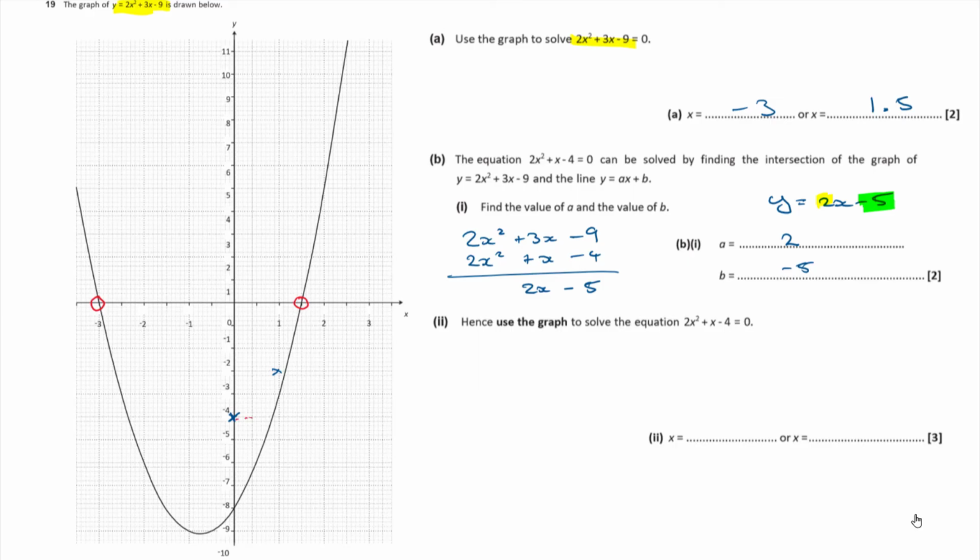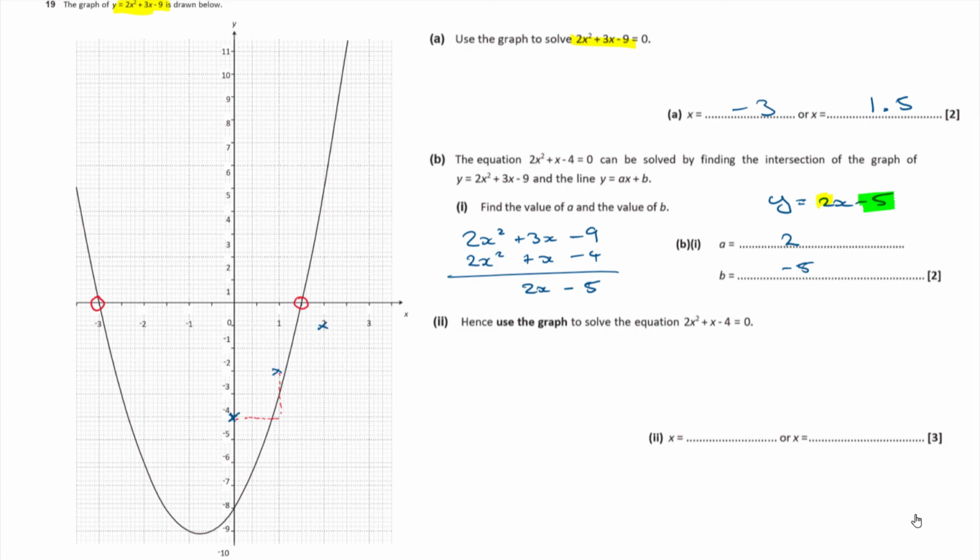So if I go 1 unit along, I'm going to go 2 units up. So 1 unit along takes me from 0 to 1, and 2 units up takes me from minus 5 to minus 3. And then they carry on the same way. 1 along, 2 up is going to take me to minus 1.